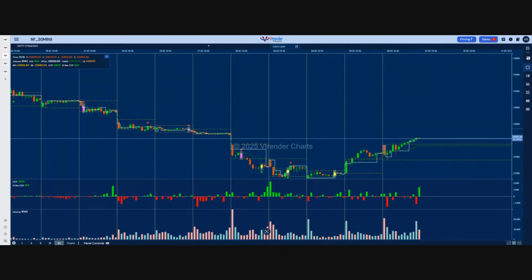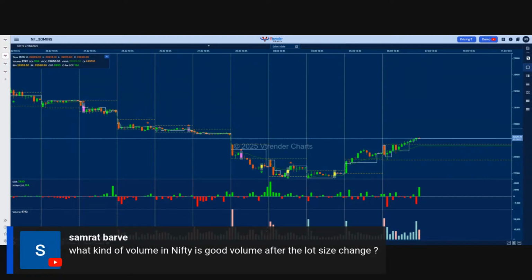I just mentioned the average volume for the first 15 minutes, which is 10,000 contracts in Nifty futures. For the initial balance, we are looking at 27,000 contracts. And overall, for the day's volumes, the average volume is 92,000 contracts.